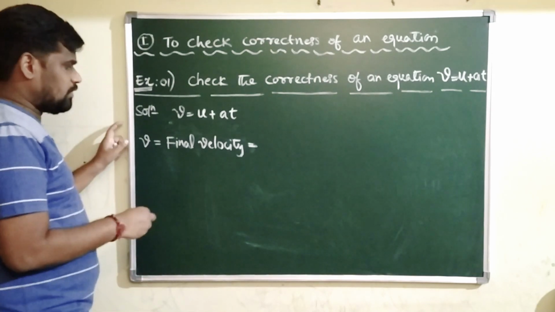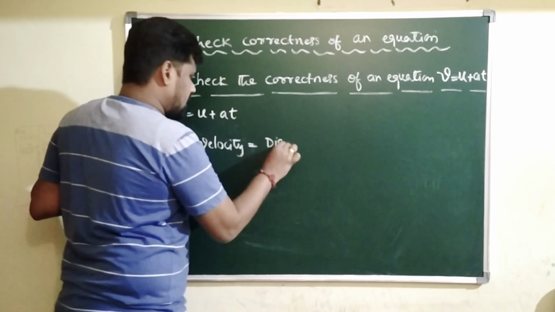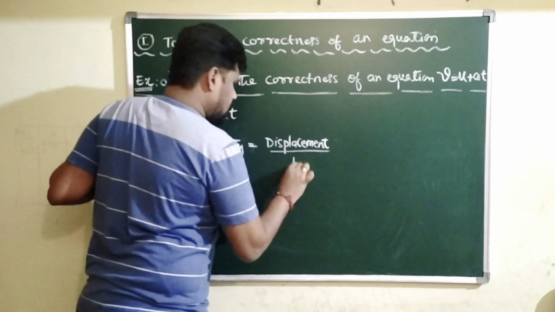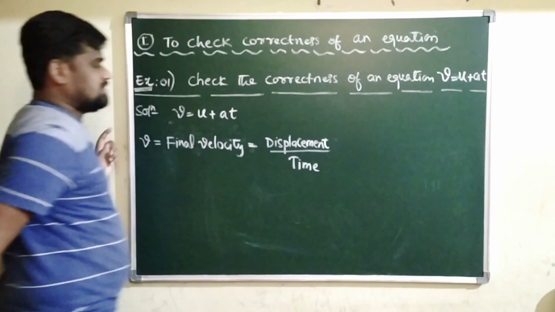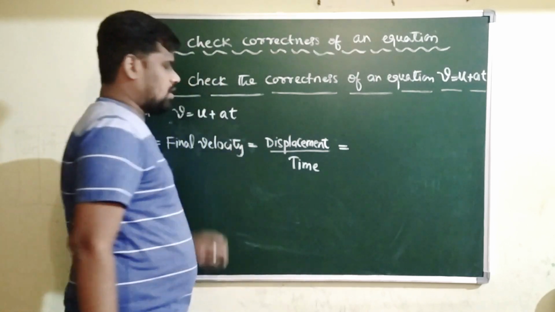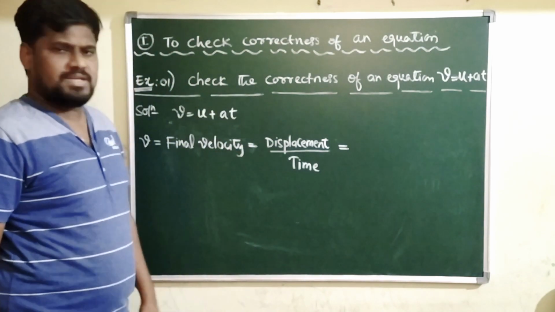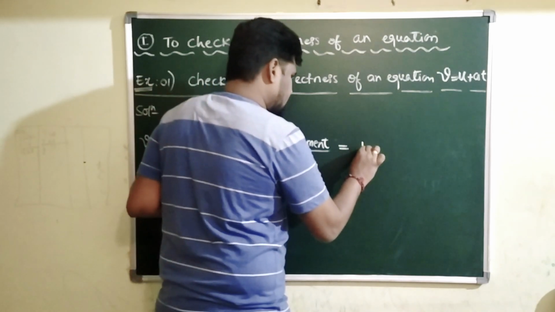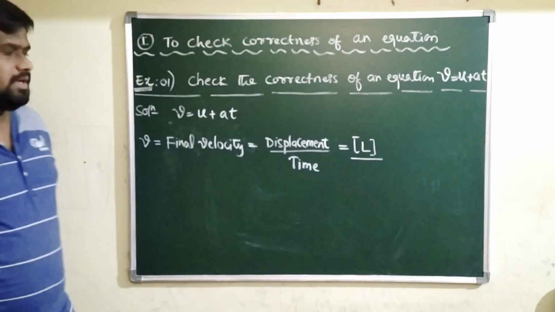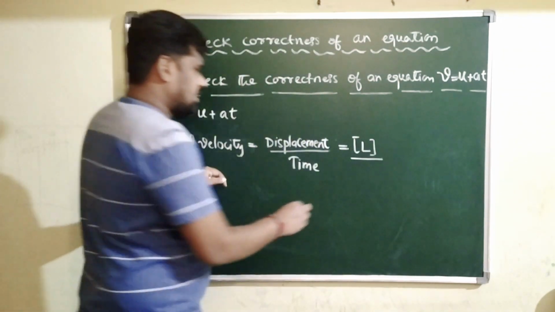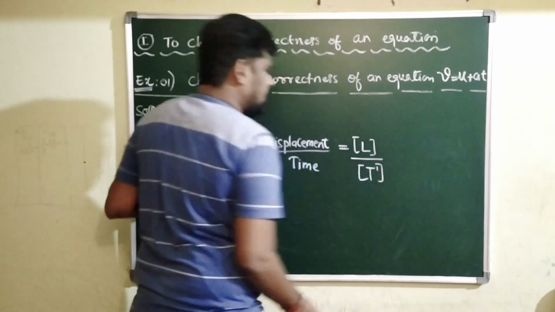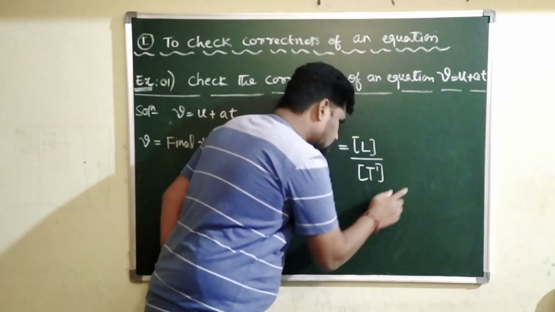What is the formula for velocity? Velocity can be calculated by using the formula displacement by time. So displacement is nothing but what? Length. Displacement is nothing but length here. Therefore the dimensional formula for length is square bracket of L, divided by time. What is the dimensional formula for time? Square bracket of T. Take this T to the numerator.